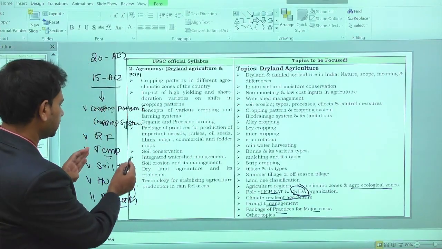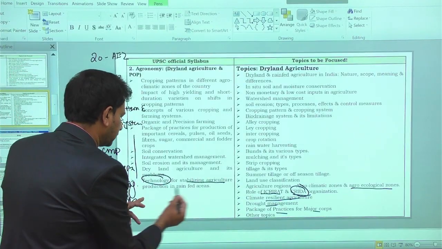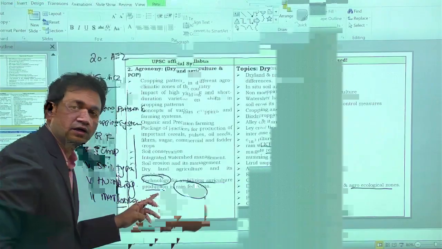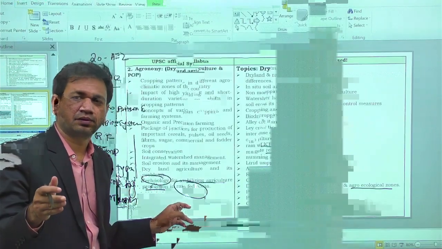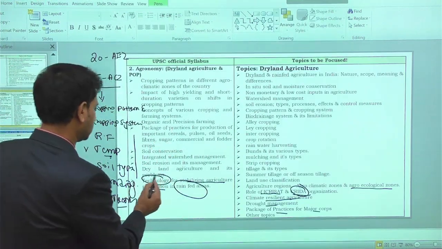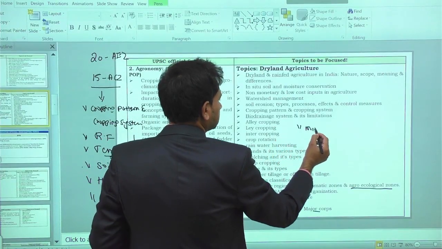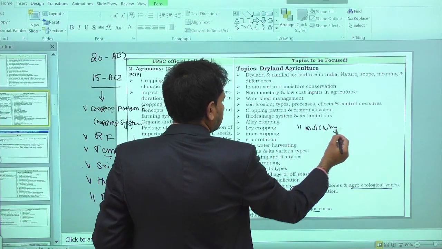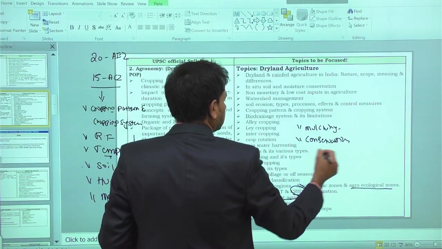Then apart from that, we have some syllabus like technology for stabilizing agricultural production in the rainfed area. Technology means, for example, mulching practices. So technological practices means one is mulching, another is conservation tillage, another is zero tillage.